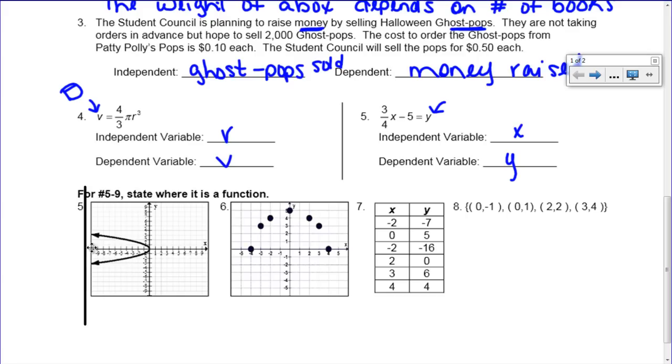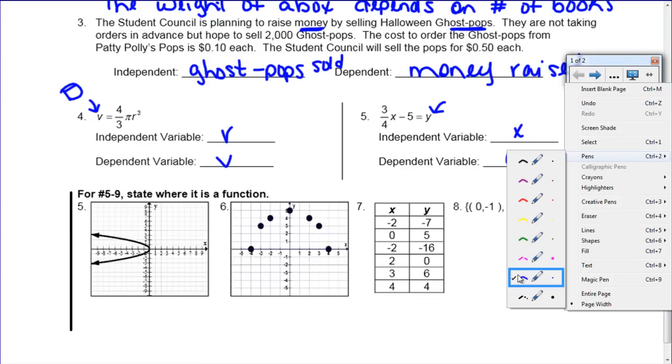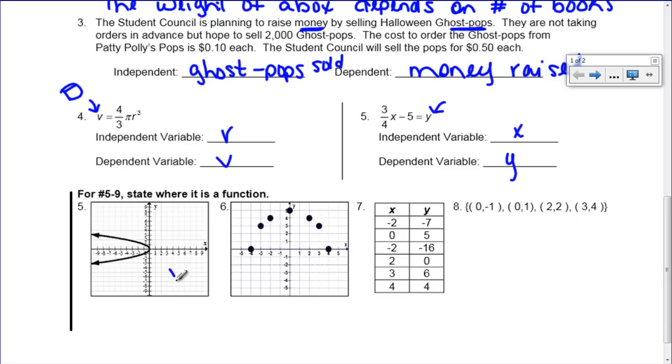So if I take my vertical line here, right off the bat, it crosses the curve up here and up here, so my vertical line passes through that curve 2 times. That's more than once. And if I move my line some more, it's still touching it twice, still twice, still twice. Because it touches in more than one place, I have x values that repeat, and so this is not a function.